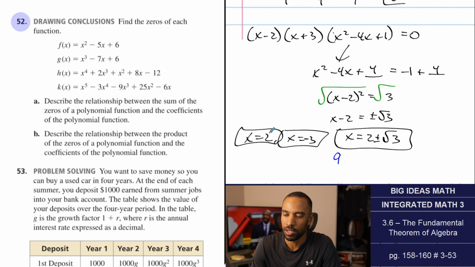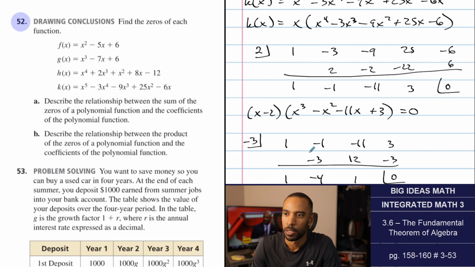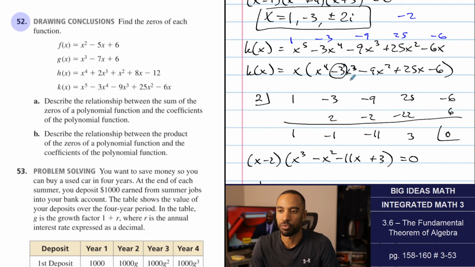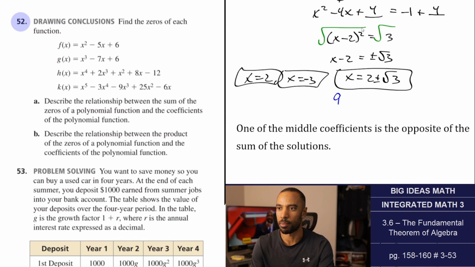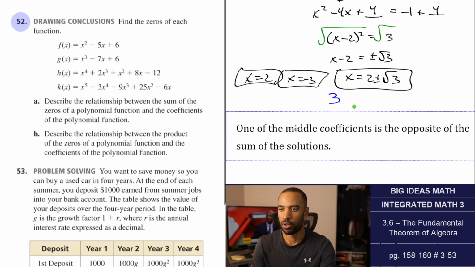This is negative 3. 2 minus 3 is negative 1. Plus 2 is 1. Plus 2 is 3. And that matches with the negative 3. Okay, so that does seem to be something here. Sorry about that mess up there. It's probably because it was just so far removed. So that is 3. It's not one of the middle coefficients.